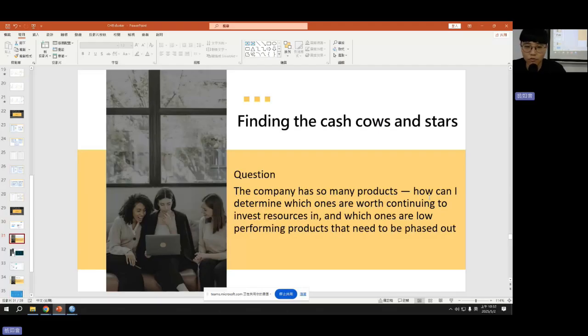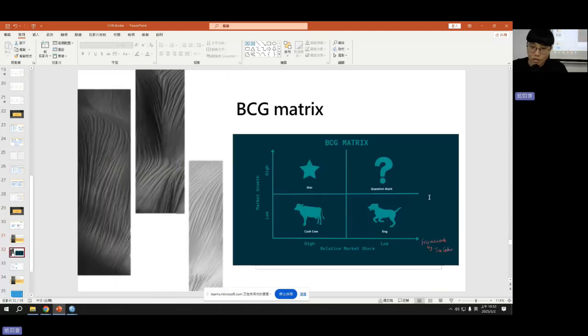That means you don't have to put more resources into them. So which kind of product is selling well, and which kind is not selling well? This is the business question, because we have so many products but the resources are limited. So we have to find the cash cow and the star. We use a structure called the BCG matrix. I think you might have learned the BCG matrix in management courses.